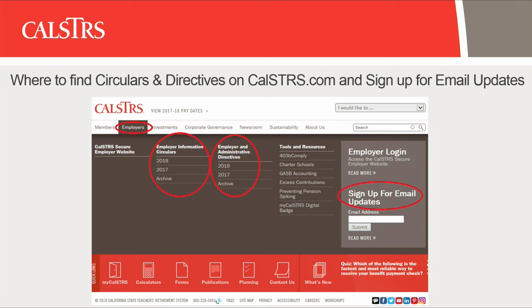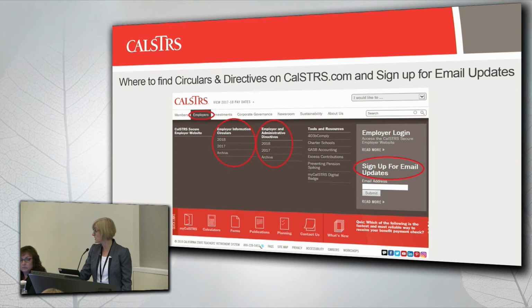By entering your email address, you'll automatically be asked to sign off on the privacy policy, and then from there it will give you numerous options for what you want to sign up for, which include, in addition to the employer circulars and directives, news releases, workshop notifications, and other types of CalSTRS information. So you can select the things that you would like to receive if that list of interest is above and beyond just the employer circulars and directives. That can also be changed and managed at any point going forward.